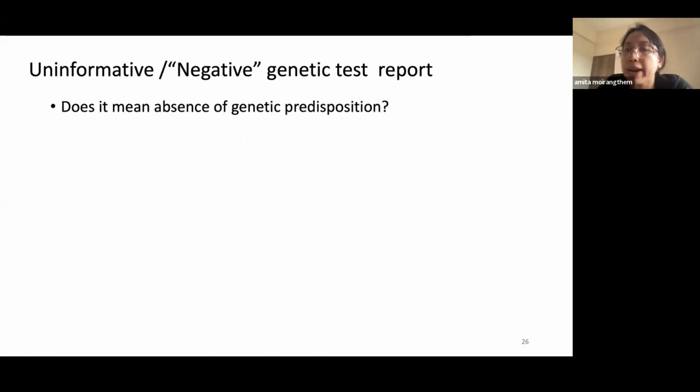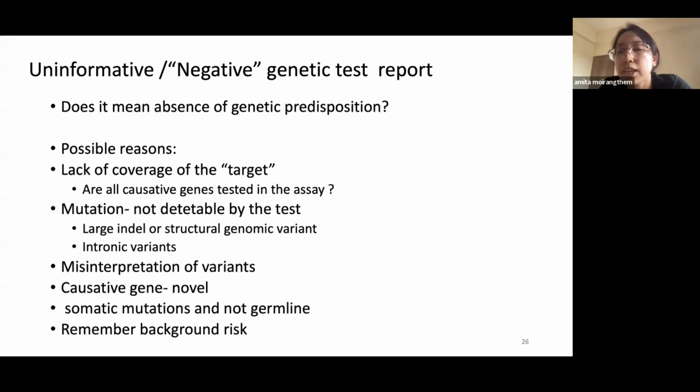Sometimes we might not get such a result. We might get that there is no pathogenic or likely pathogenic variant detected. These are what we commonly call a negative genetic test report. So does it mean that the individual does not have any genetic predisposition? No, it is more likely that the technique used for testing has several limitations or pitfalls, due to which it is not able to pick up that mutation.